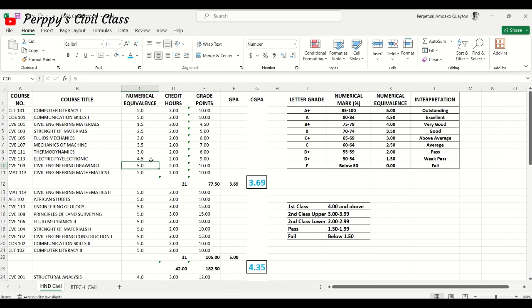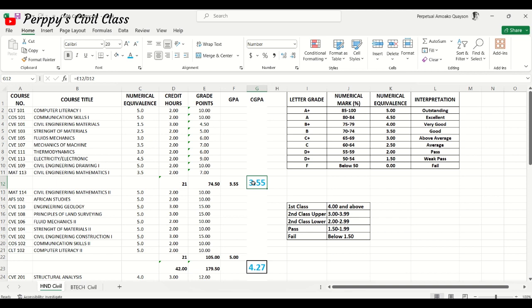Engineering drawing, you had an A. Civil engineering mathematics, maybe you had a B, which is 3.5. So you could see that our GPA and our CGPA were changing, but because it's level 100 first semester, your GPA and your CGPA are going to be the same.